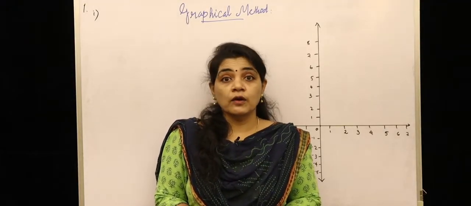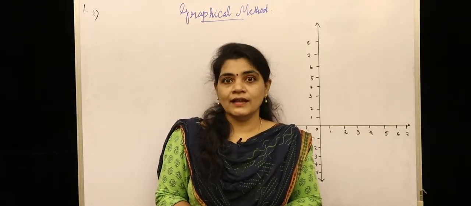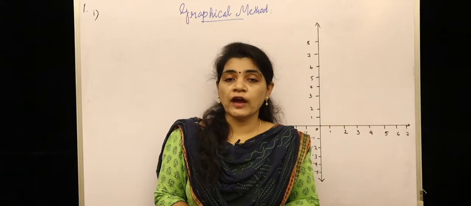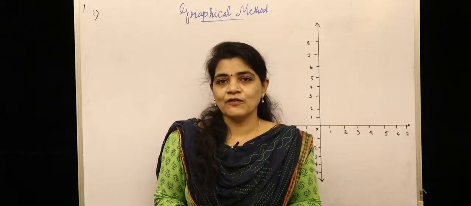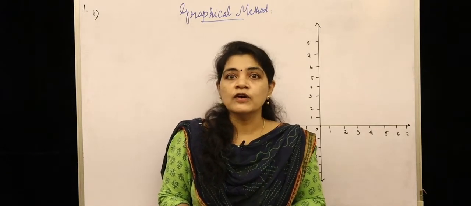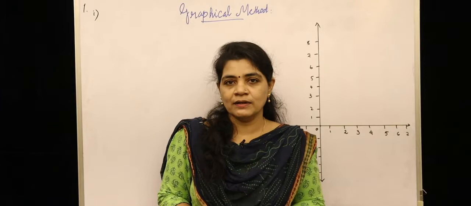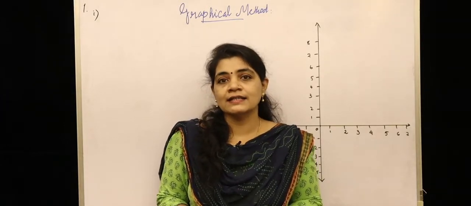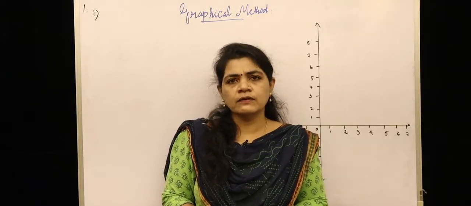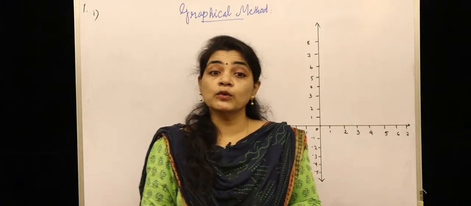In this video we are going to represent that pair of linear equations graphically. That means we are going to find the values of x and y by the graphical method. Okay, the graphical method of finding the solution of a pair of linear equations in two variables. So we are moving to exercise 3.2. It's a very simple question. We can easily get the values of x and y graphically.